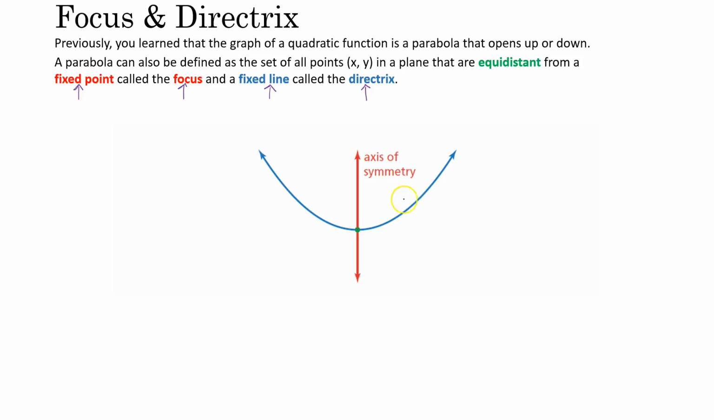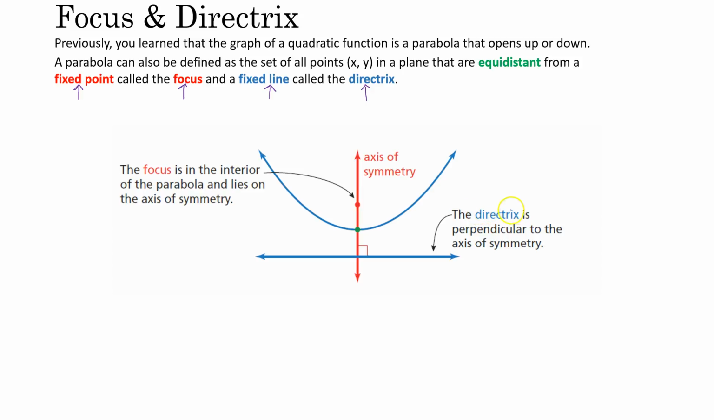Okay, let's see if we can figure out what that means. The focus is always going to be on the inside of the parabola, the interior of the parabola, and it's always going to be on the axis of symmetry. The directrix is always going to be perpendicular to the axis of symmetry, and it'll be in the exterior of the parabola. The vertex, this is important. The vertex of the parabola is halfway between the focus and the directrix.